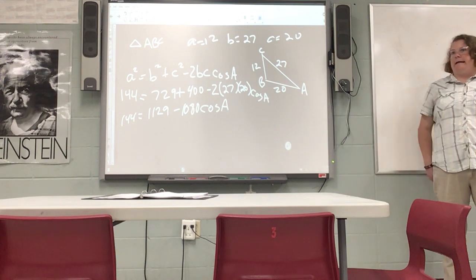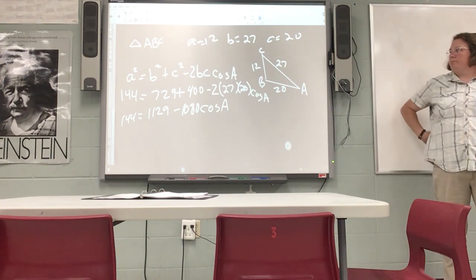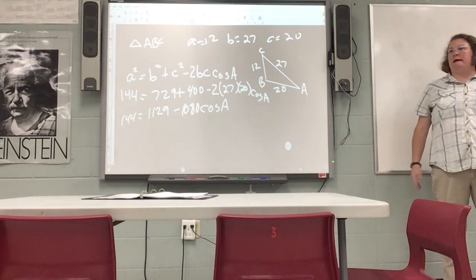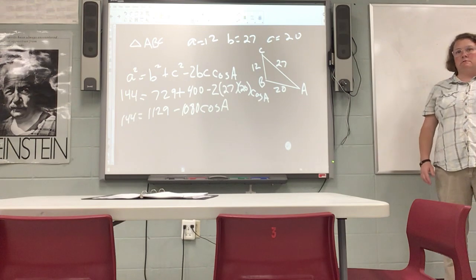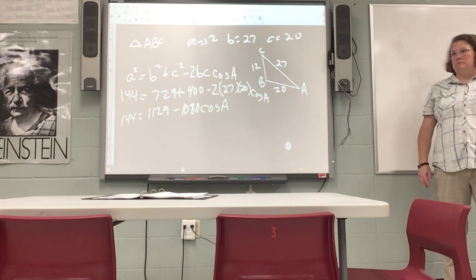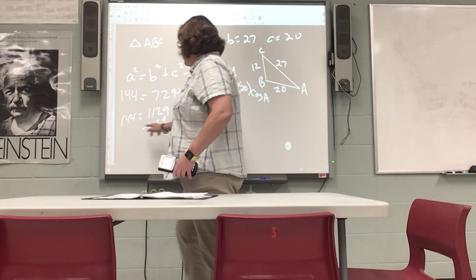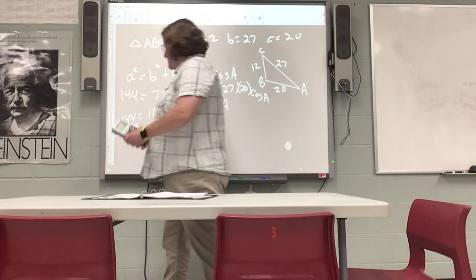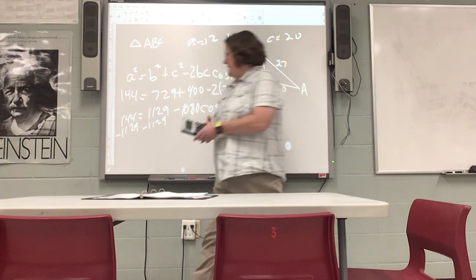I can't enter an A. It's like a normal equation. Undo stuff, move stuff over. You wanna move the 1129 and 1080 over? No, let's just do 1129 first. Let's keep it simple. So 144 minus 1129 gets me negative 985.